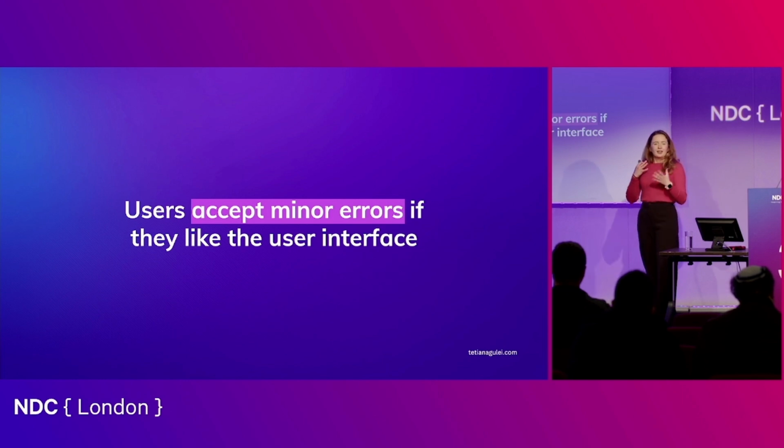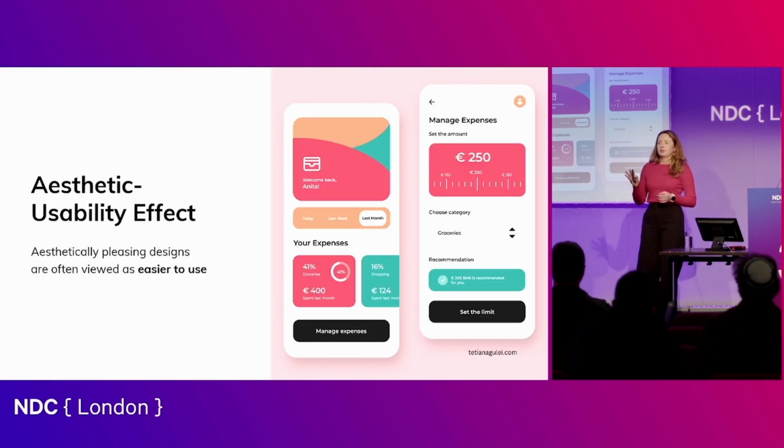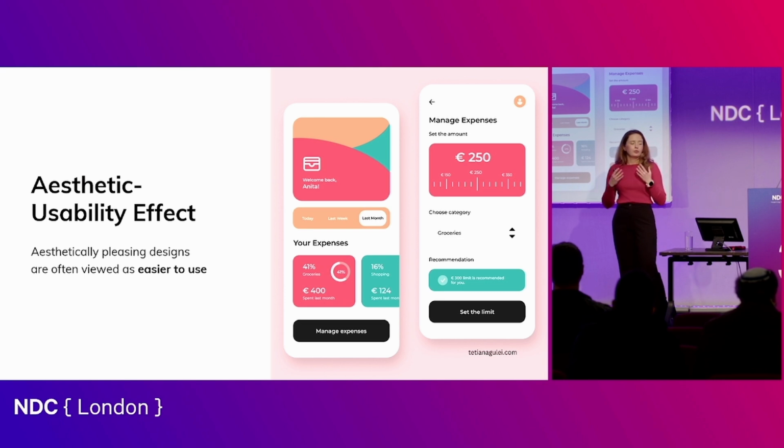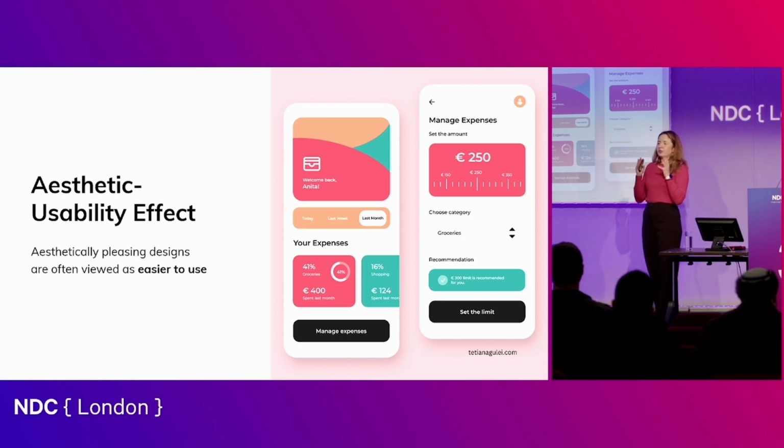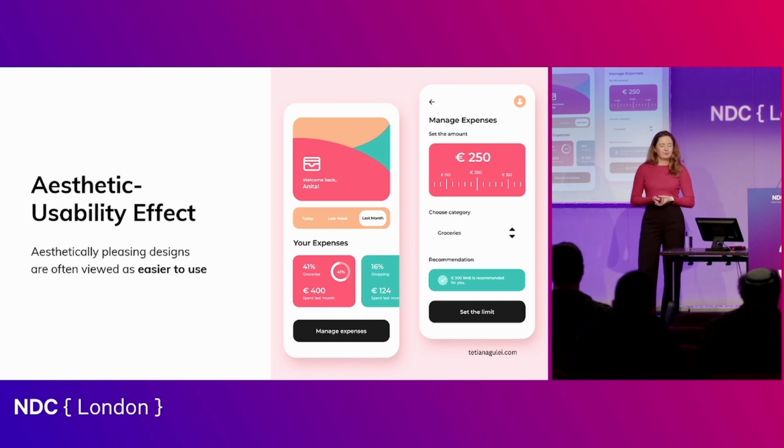And this is quite interesting to think about, because we always think usability is the core thing to focus on, but actually visual aesthetics matter as well. That phenomenon I'm talking about is called the aesthetic usability effect. That means that aesthetically pleasing designs are often viewed as easier to use. So that is also important to remember, that you have to spend some time on making sure that the way your application or your website looks is actually nice.